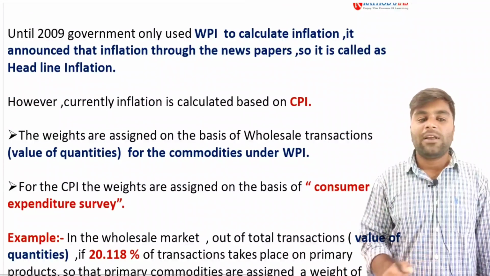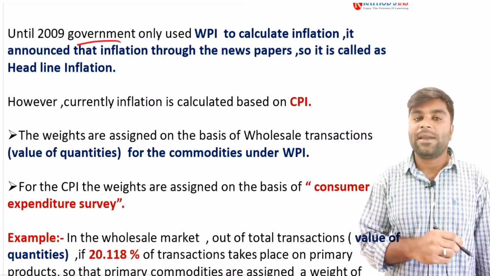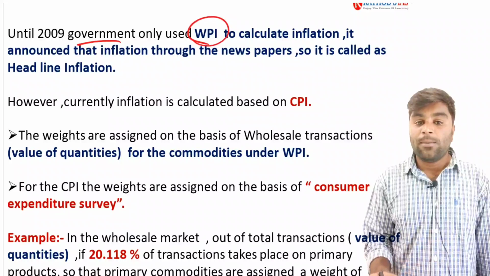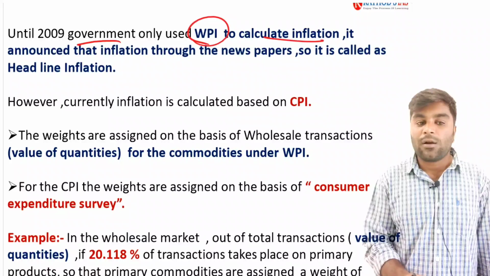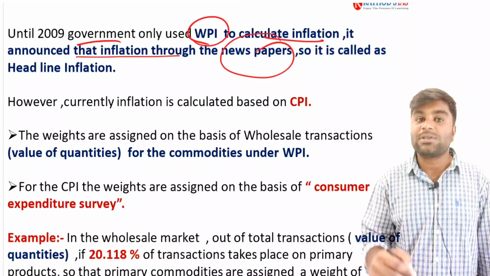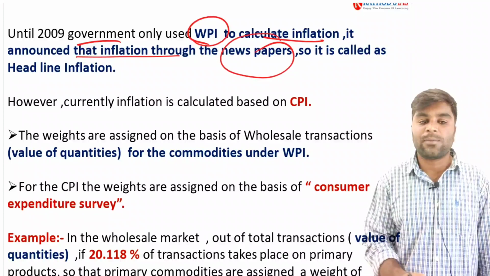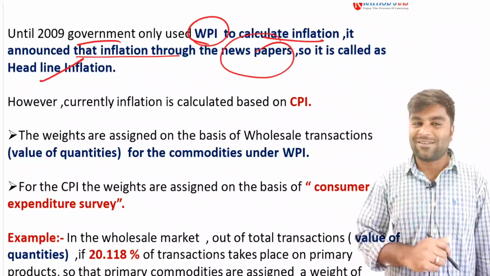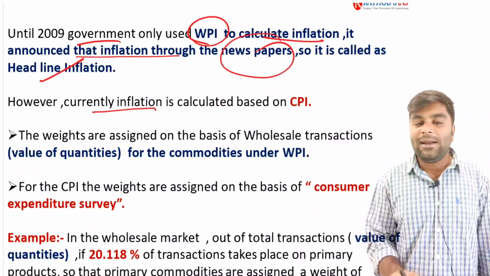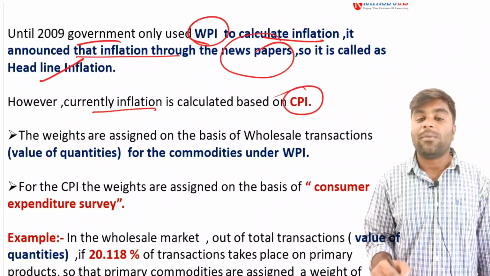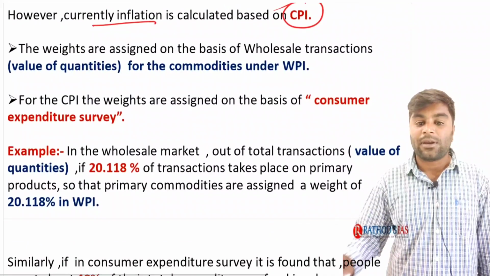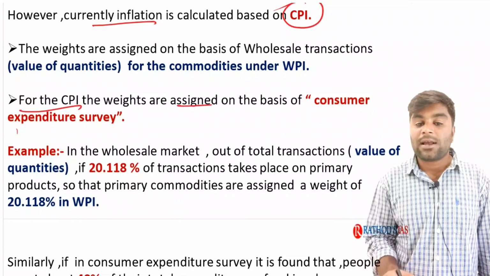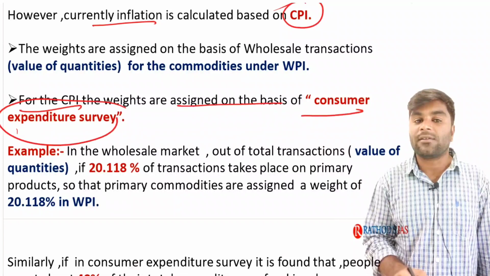Next, when it comes to the CPI industrial worker, until 2009 the government only used WPI to calculate inflation. It announced that inflation through the newspapers. Once it announced this WPI inflation through the newspapers, it is also called headline inflation. Why is it called headline inflation? Because of this reason. However, currently inflation is calculated on the basis of CPI combined. Now for the CPI, the weights are assigned on the basis of the consumer expenditure survey.